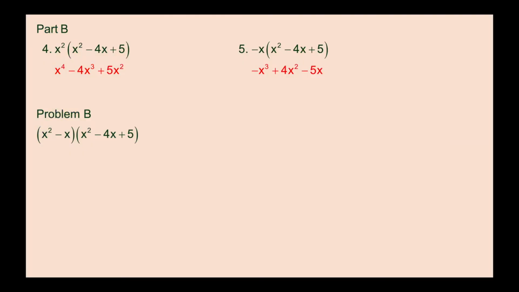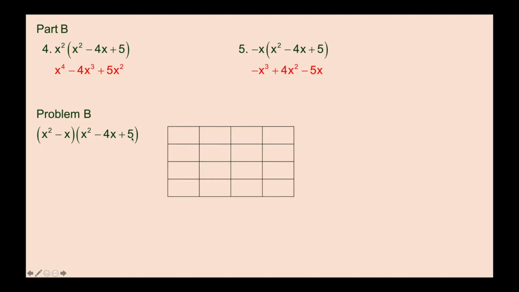In example B, we're looking at the quantity x squared minus x being multiplied by x squared minus 4x plus 5. Again, we're going to use the area model. As I go to fill these in, I can put them on either of these grid marks, but here I've got x squared minus x.